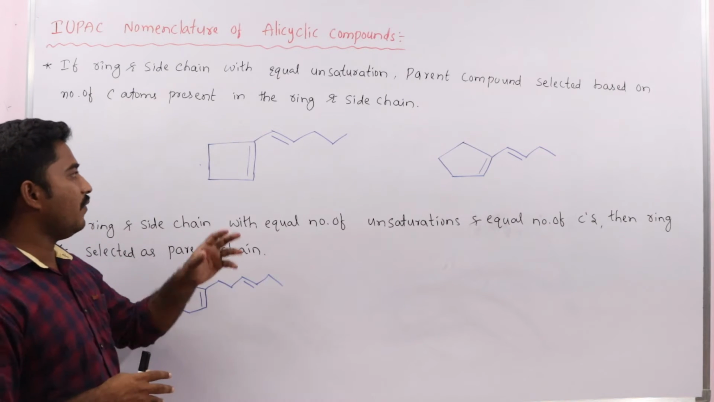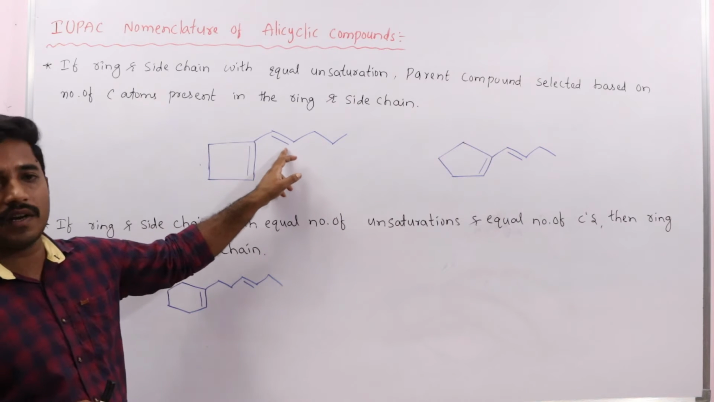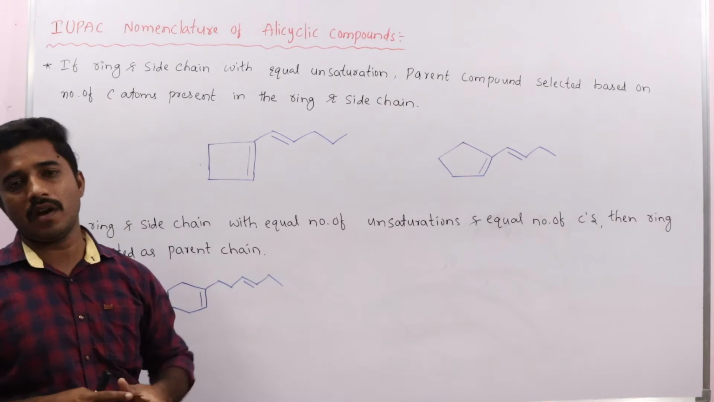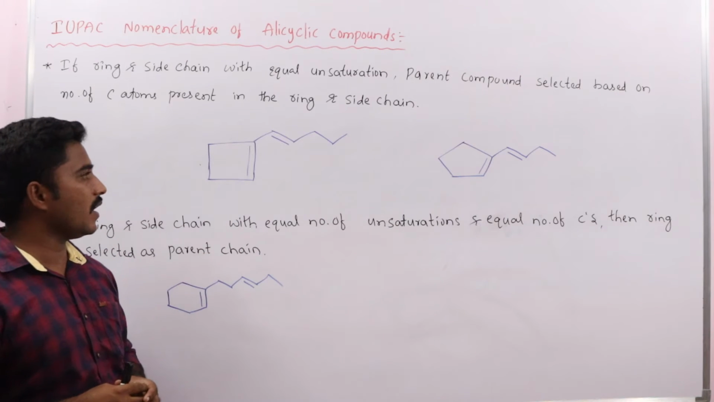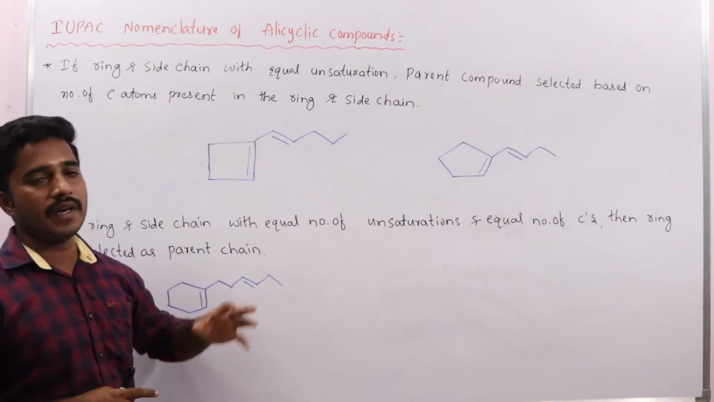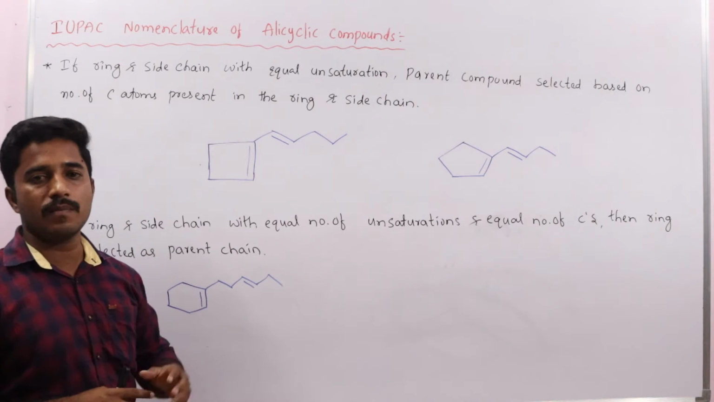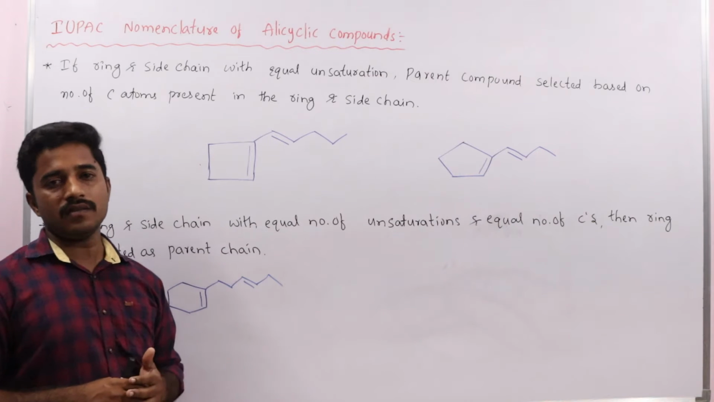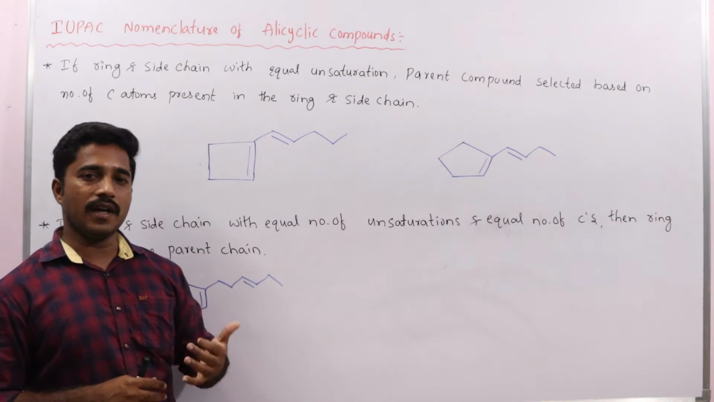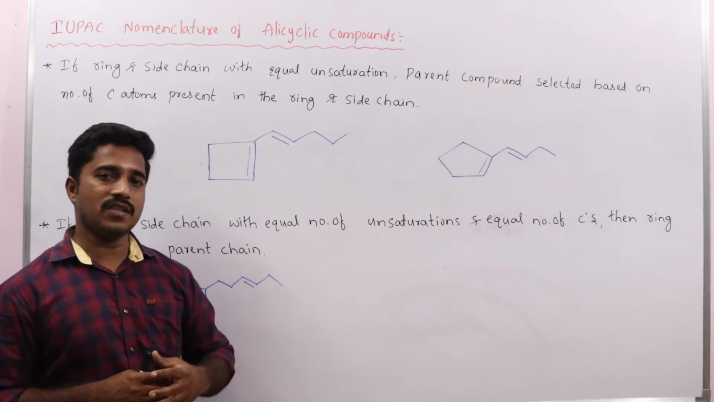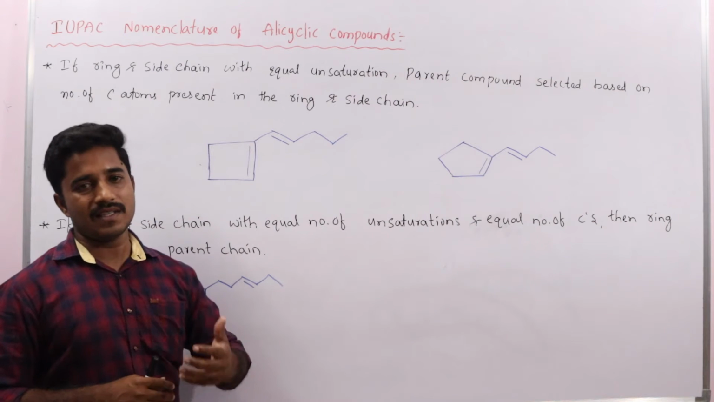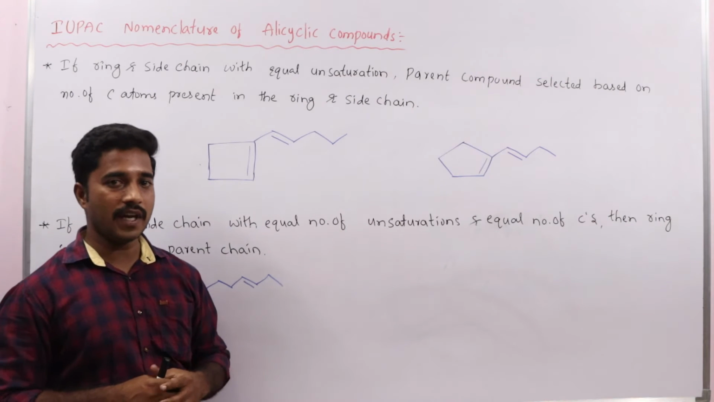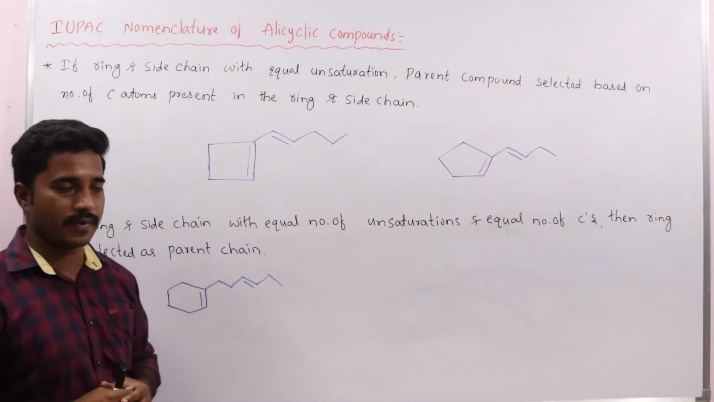So here, if the ring and side chain contain a similar number of unsaturations, then we have to select the parent compound based on the number of carbons present in the ring and side chain. If the ring contains more carbons, the ring is the parent compound. If the side chain contains more carbons, the side chain is the parent compound.